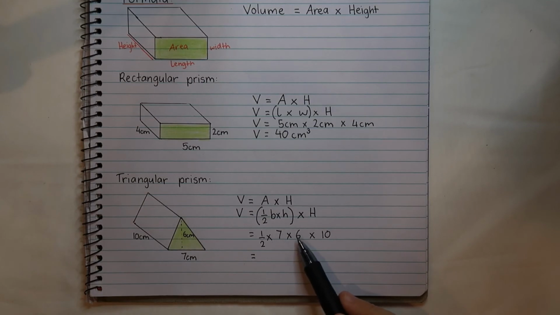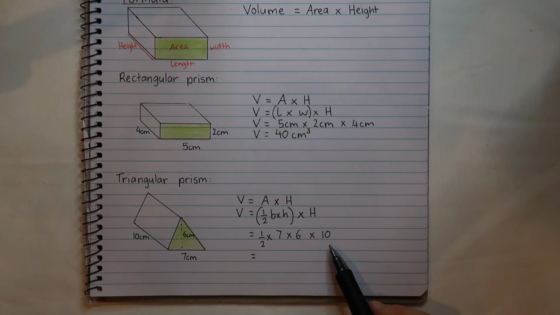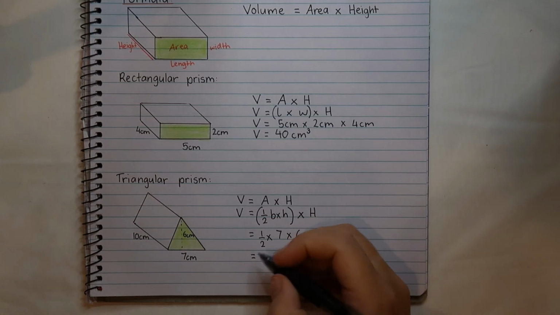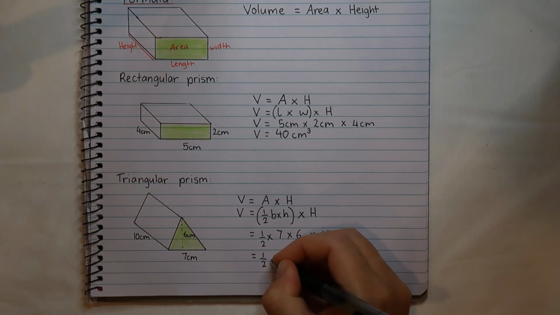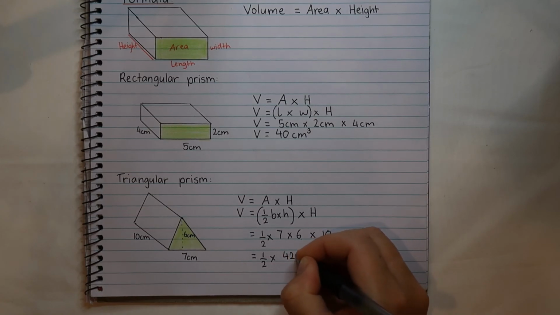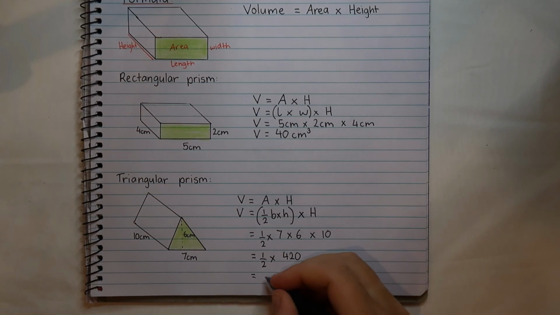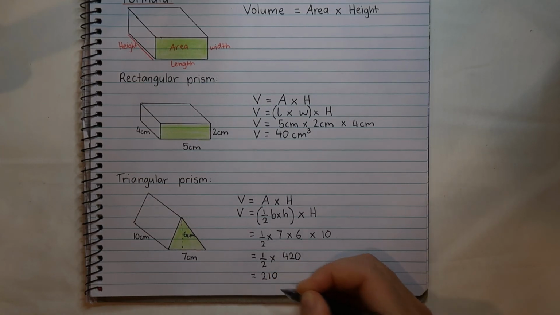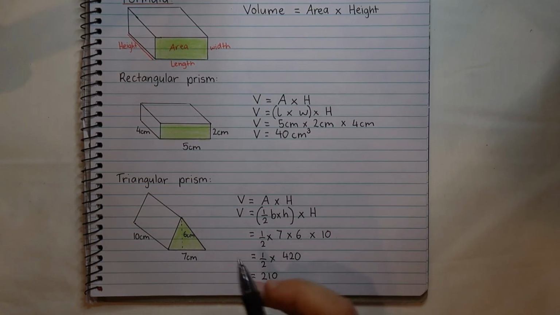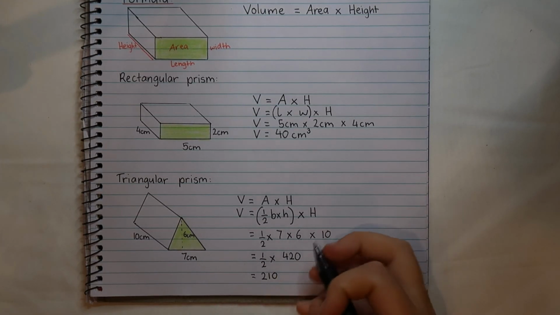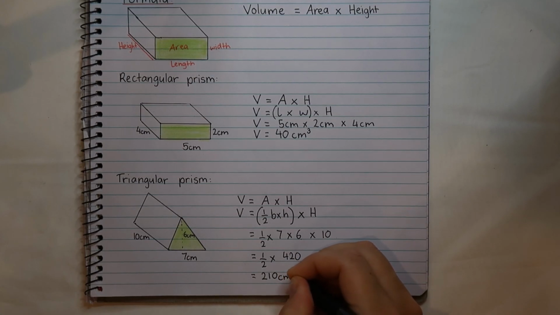I know that 7 times 6 is 42. Times 10 is 420. So I'm going to go 1/2 times 420, which is the same as saying 420 divided by 2. And you get 210. Now don't forget your units. We're using volume, and it's centimeters times centimeters times centimeters. So it's going to be centimeters cubed.